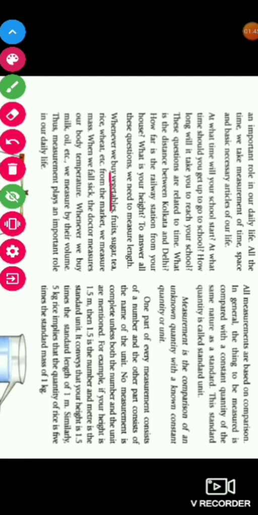Whatever we do, most of the things are related to measurement. Whether it's distance, quantity, or time, we measure everything. Whenever we buy vegetables, fruit, sugar, tea, rice, whatever we buy, we measure. So it plays an important role in our day-to-day life.